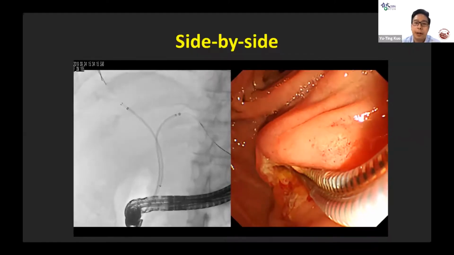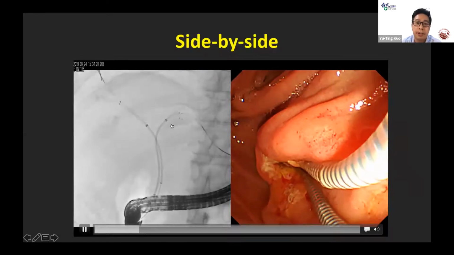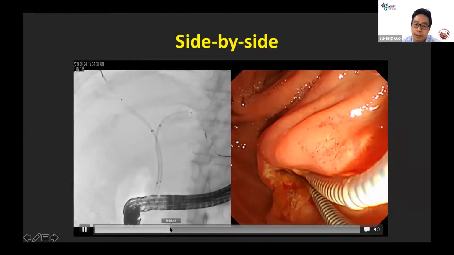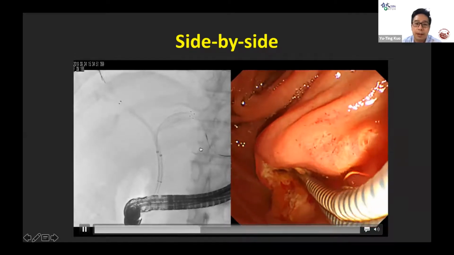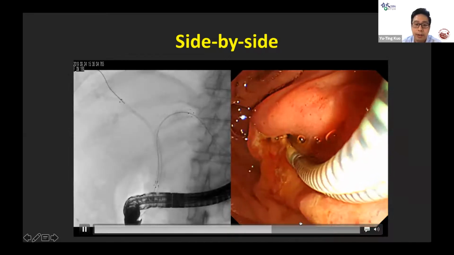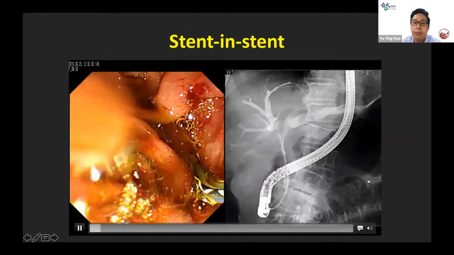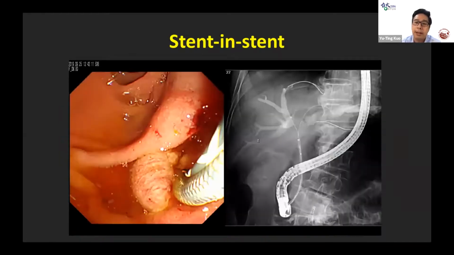So how about bilateral stenting? We have two methods. One is the stent-by-stent method. You can simultaneously place the stents side by side. This is the stent-by-stent method. And the other is the stent-in-stent method, which is more complex and sometimes not so easy.